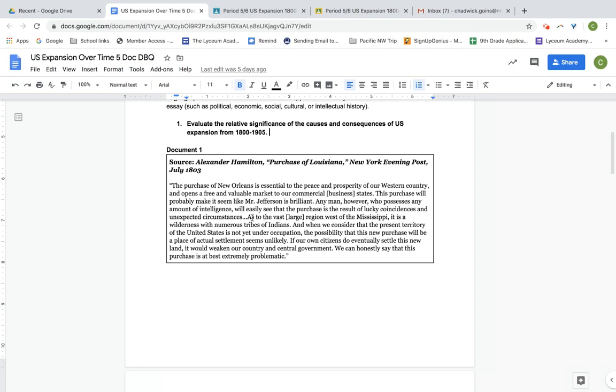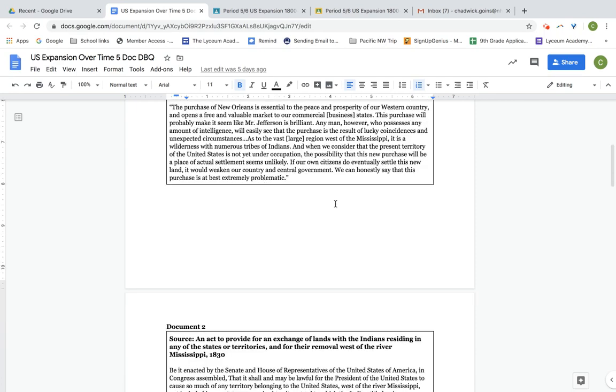So he says, as we look at the vast region west of the Mississippi, it's wilderness with numerous tribes. Consider that the present territory is not under occupation. The possibility that it is going to be a place of actual settlement is unlikely. So he says if we settle it, it's going to weaken our country and government. It's probably going to be a problem. But he does say that it opens valuable markets. So Hamilton is saying, yes, it could provide valuable markets, we probably aren't going to settle it, and if we do settle it, it's going to promote problems, and there are already people out there, all those native tribes.